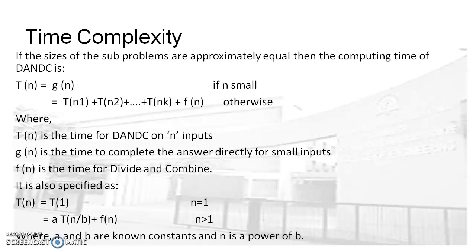The time complexity can also be specified as T(n) = T(1) where n = 1, or when n is greater than 1, it can be specified as T(n) = a * T(n/b) + f(n), where a and b are known constants and n is a power of b.